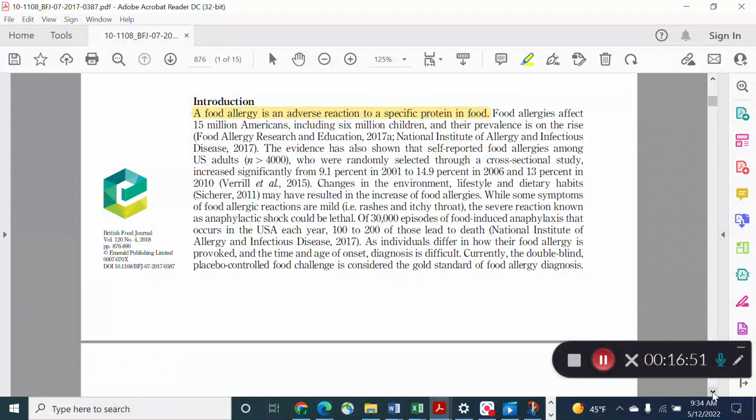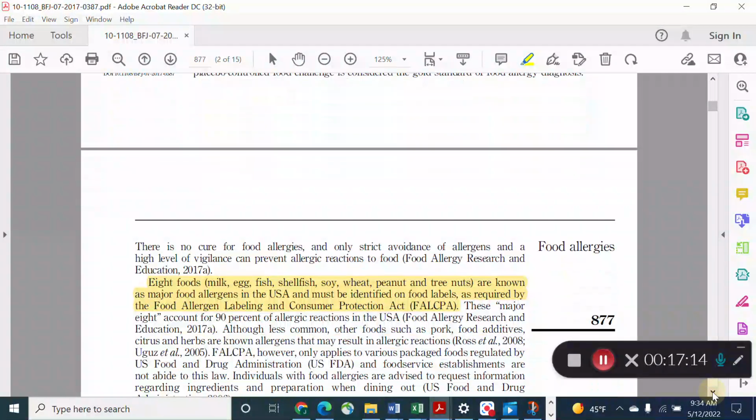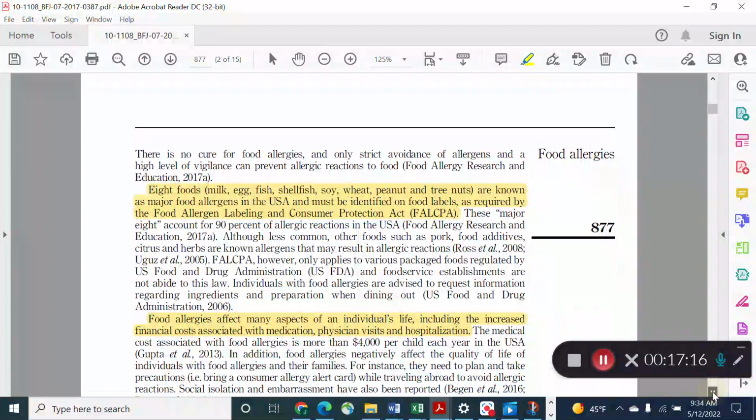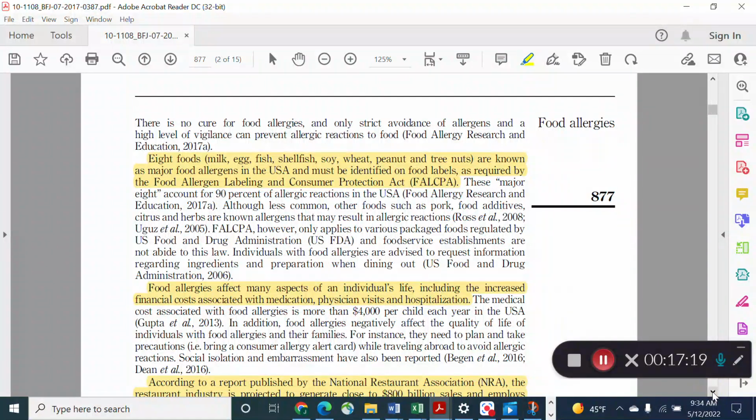So what I've done in the article that we're talking about here is highlighted the first sentence in each of these paragraphs. So the first sentence in their introduction is, a food allergy is an adverse reaction to a specific protein in food. How much more broad can you get about food allergies? I mean, super broad there. So as we work our way down, the authors here then start talking about the foods that are required to be put on labels because they are the most prominent food allergies.